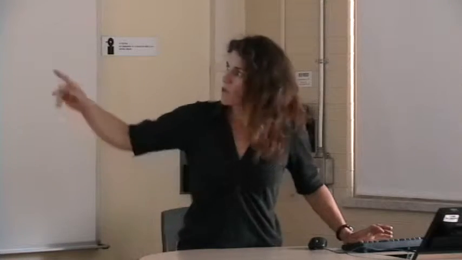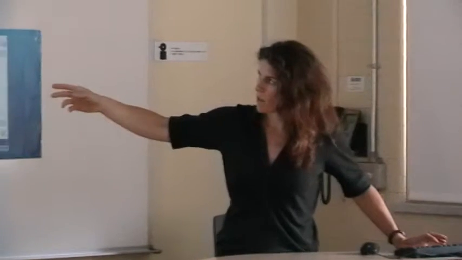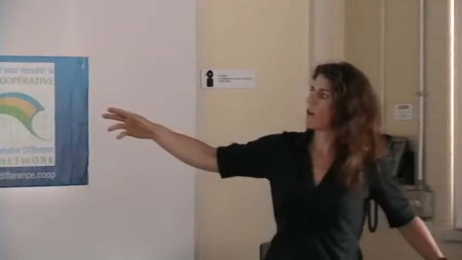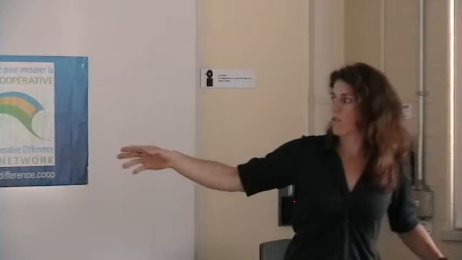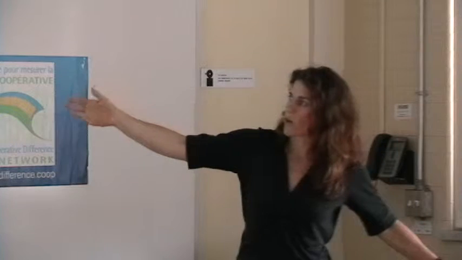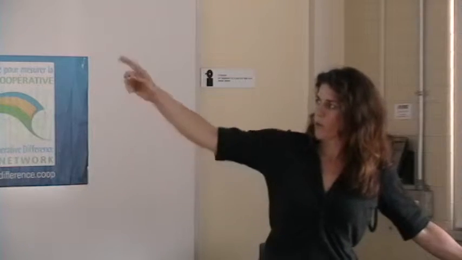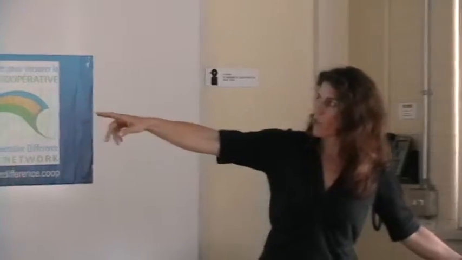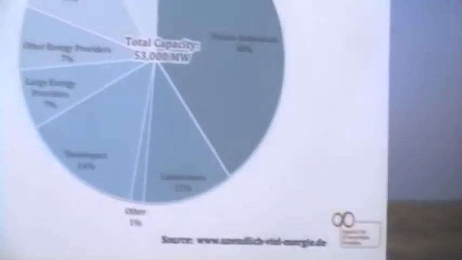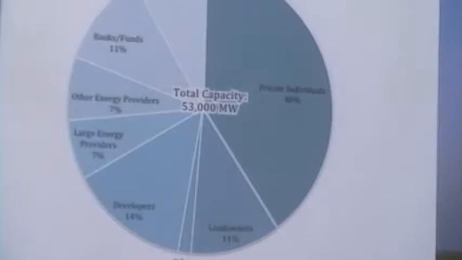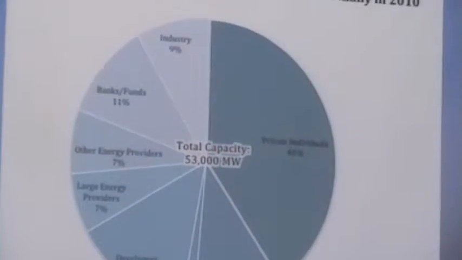Here are some numbers demonstrating that, compared to any other owner, private individuals and landowners are by far the greatest. This pie chart would be reversed in a place like Ontario. You would have mostly the large energy providers, industry and developers as the predominant owners of renewable energy generation.